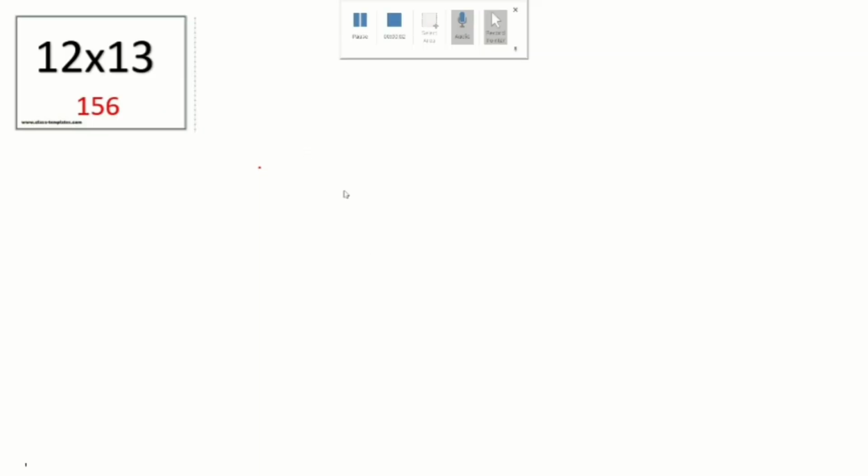Okay, let's try to get the product of 12 times 13 using base 10. First, we write the given, 12 times 13. So, what is the number in excess of 10 in 12? That is 2. And for 13, in excess of 10, that is 3. So, you can add 3 to 12 or you can add 2 to 13. Okay, for me, let's say we're going to add 12 and 3. So, 12 plus 3, the answer is 15.